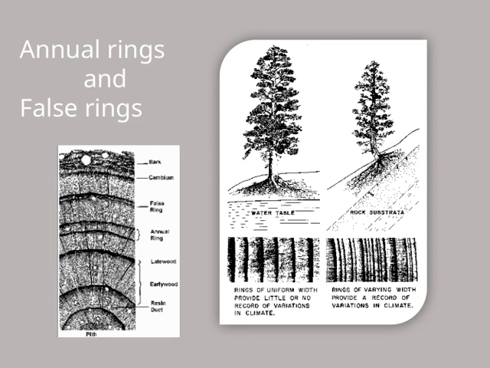Understanding the difference between true annual rings and false rings is crucial because it helps us interpret the tree's growth history accurately. Recognizing false rings allows us to better assess how environmental factors influence tree growth over time, tying directly into our overall theme of understanding ecological responses through dendrochronology.